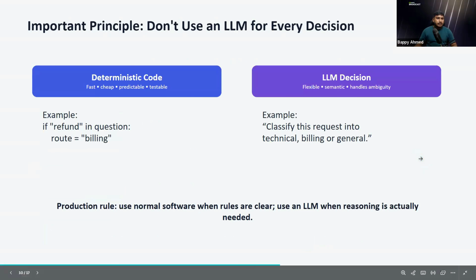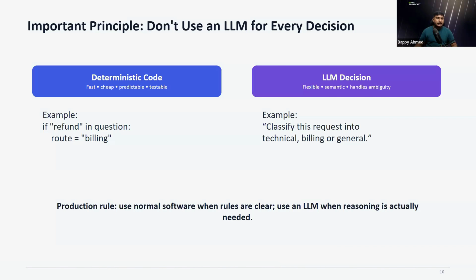Okay. So here one important thing you have to remember is, don't use an LLM for every decision. Sometimes you can use deterministic code. For some kinds of decisions, you can use LLM decisions. Let's say for any low level task, you want to see whether you are getting a refund message from the user or not. Let's say the user is asking for a refund. At that time you can simply write deterministic code, like you can simply use an if else condition to handle this kind of scenario. If refund is available in the question, then the route should be billing.